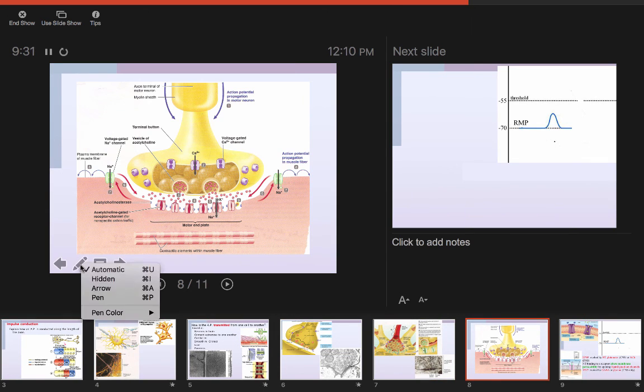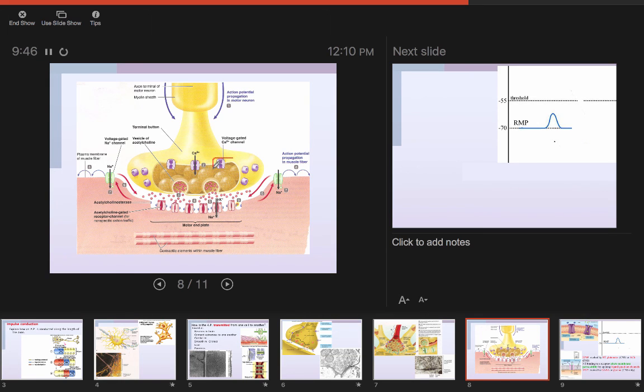Here you can see a different depiction of a chemical synapse. This one happens to be the chemical synapse that links an alpha motor neuron with skeletal muscle membrane, or the sarcolemma. And they've added one more piece for us.